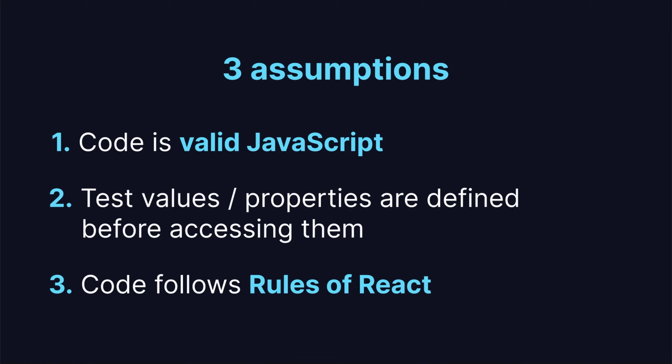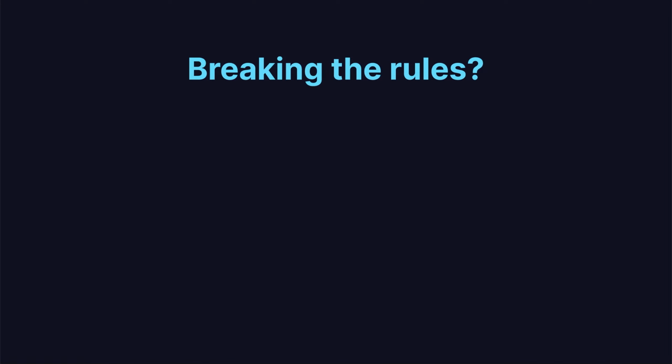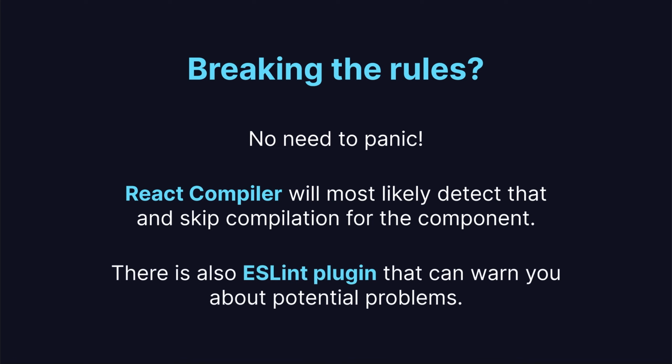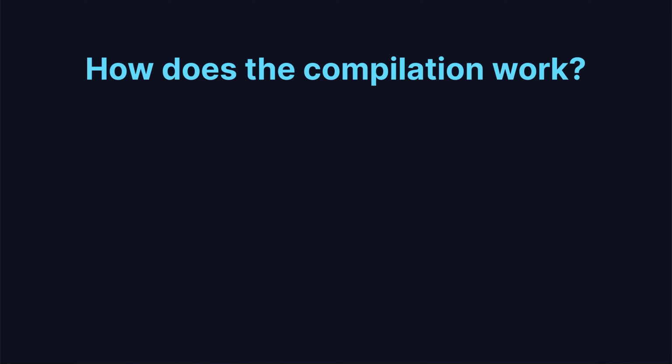This might sound like a lot, but most applications, especially those using linters and TypeScript, should satisfy all of these assumptions. This means that you might not need to rewrite anything to take advantage of the React compiler. But if you happen to break some of these rules, there is no need to panic. There is a good chance that the compiler will detect that and safely skip compilation for the corresponding component. This reduces the risk of unexpected behavior. On top of that, there is a new ESLint plugin that will show you the errors, and we will look into that later. Now let's talk about the compilation itself.